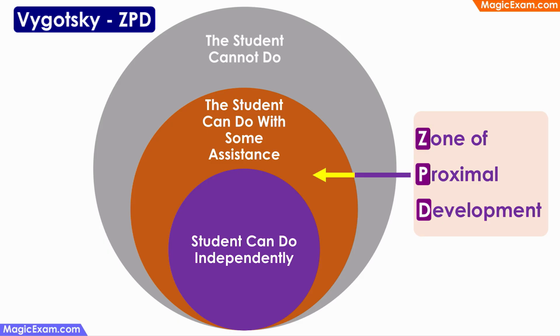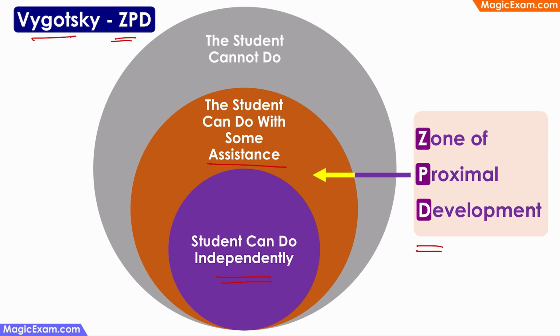The next important concept in Vygotsky's theory is ZPD, or Zone of Proximal Development. Now, Zone of Proximal Development consists of those activities that the student can do, but with some assistance. That is, there will be some activities that the student can do completely independently. They have already gained expertise in these activities.